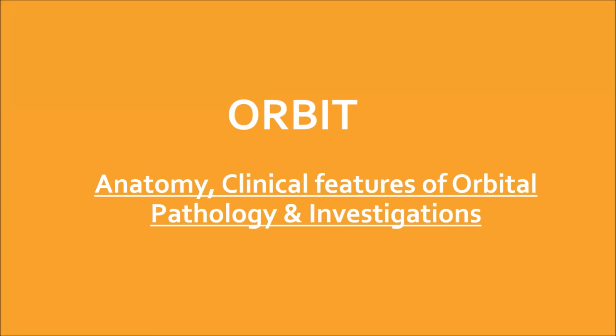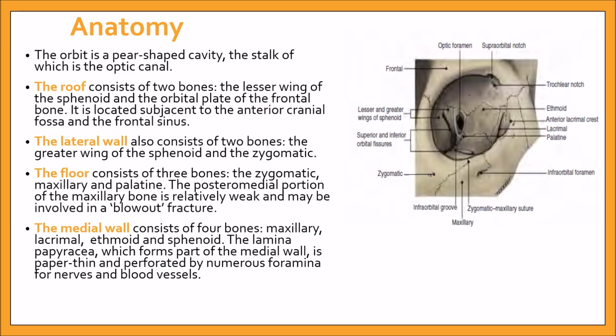In this lecture, we'll be discussing anatomy, clinical features of orbital pathology and investigations. Let's start with the anatomy of the orbit. The orbit is a pear-shaped cavity, the stalk of which is the optic canal.